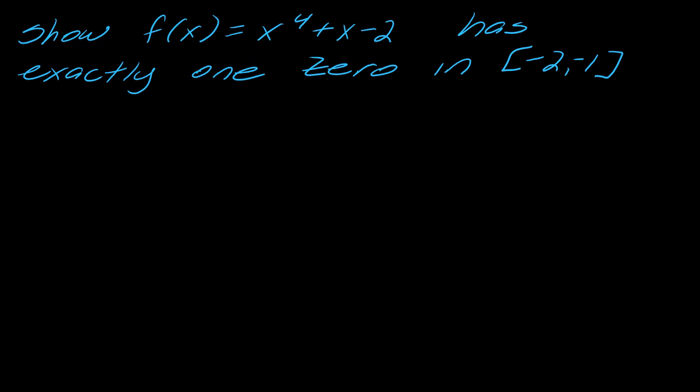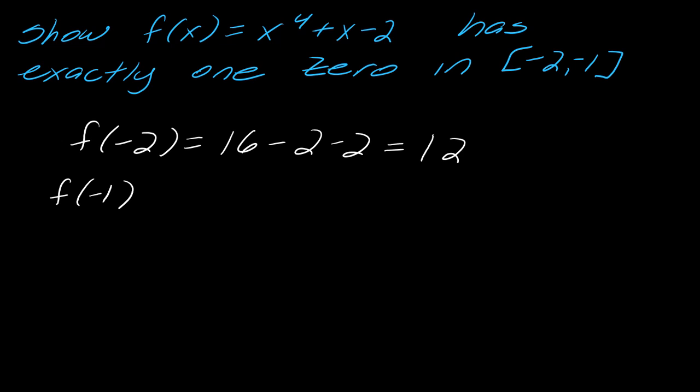Okay, so in this one, I've kind of thrown you a bone in some ways, because you can use these values here to just see what you get. If I take f of negative 2, let's see, I get 16 minus 2 minus 2, so this is just 12. And then if I take f of negative 1, I get 1 minus 1 minus 2, so I get negative 2. I swear I can do math.